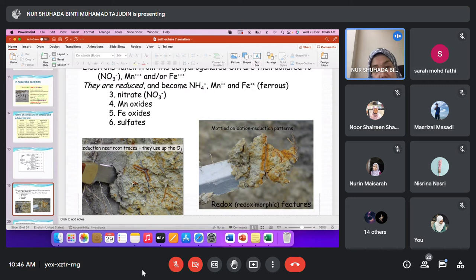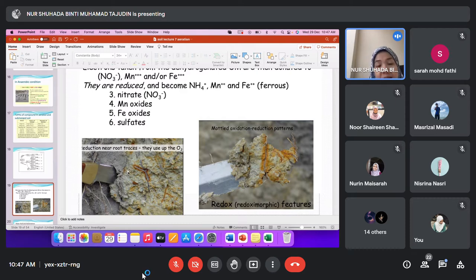Tapi kenapa kat luar ni pula dia kena kelabu? Let's say dia mottles with orange, tapi the background is actually grey. Okay, that is because of the texture. Texture dia ni sebenarnya dia menyimpan air ni. And kalau you tengok dia macam clay kan. So actually the first thing first yang kita nampak adalah warna kelabu.